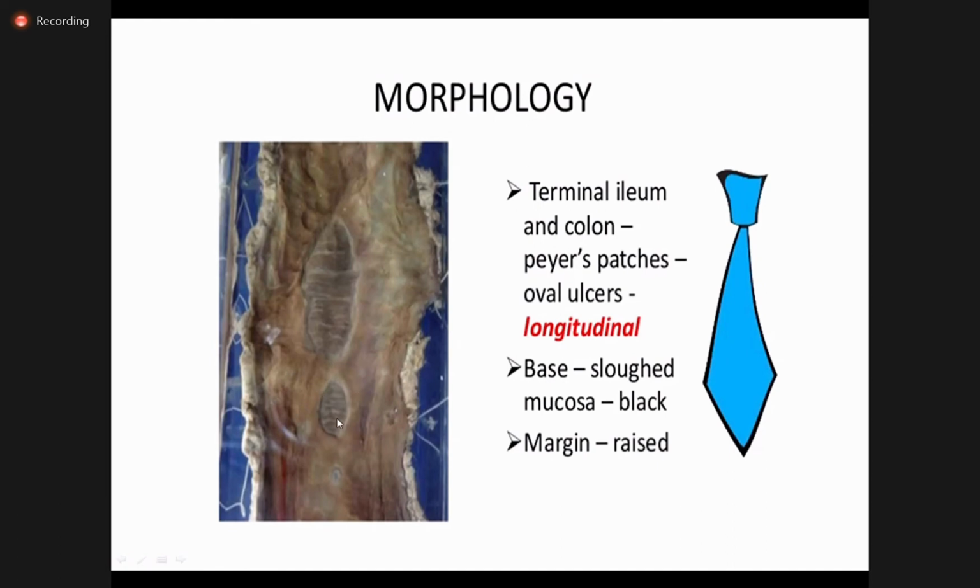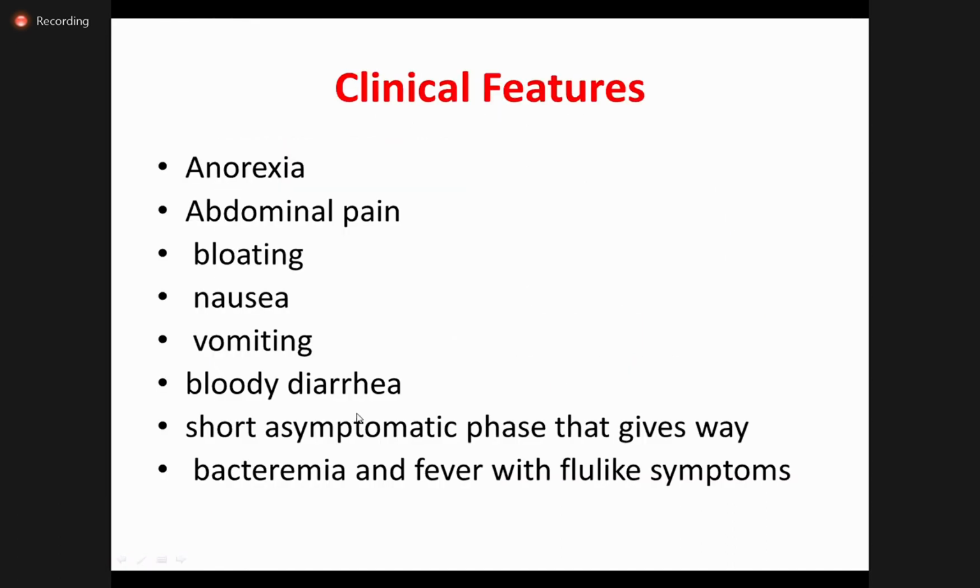Clinical features are usually common: anorexia, bloating, nausea, vomiting, bloody diarrhea. And it has a short asymptomatic phase, then bacteremia and fever with flu-like symptoms.